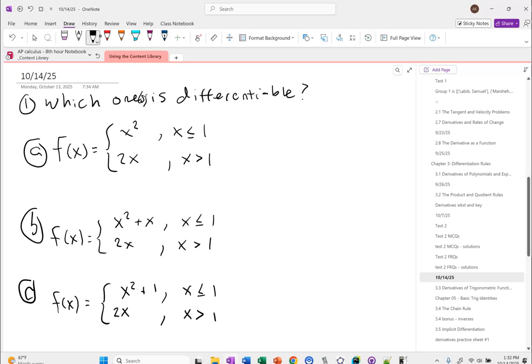the only things we have to worry about are corners and discontinuities. Because you can't have a vertical tangent with a polynomial, and because the domain for each function is all real numbers, I'm not going to have a closed interval somewhere, right?